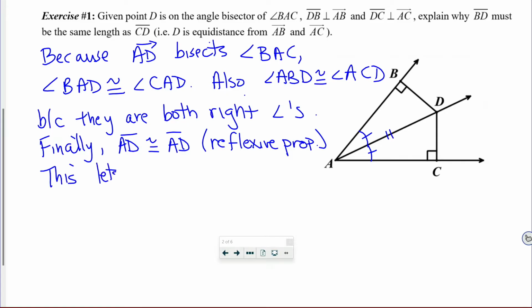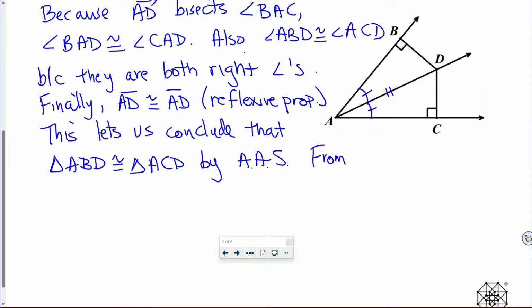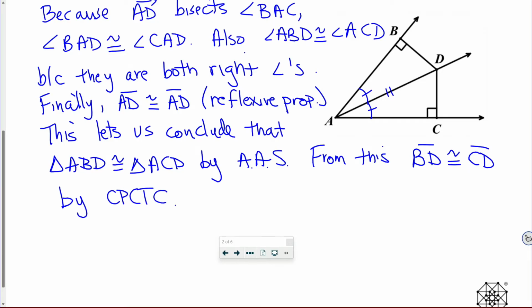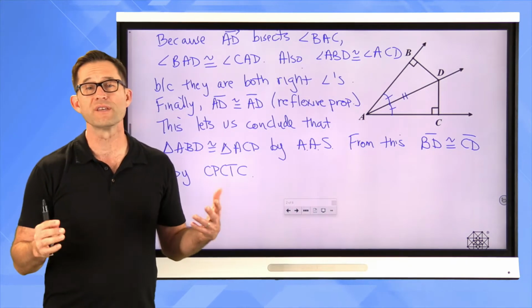This lets us conclude that triangle ABD is congruent to triangle ACD by angle-angle-side. From this, BD must be congruent to CD by CPCTC. Yet again, CPCTC, corresponding parts of congruent triangles are congruent, rears its ugly head.